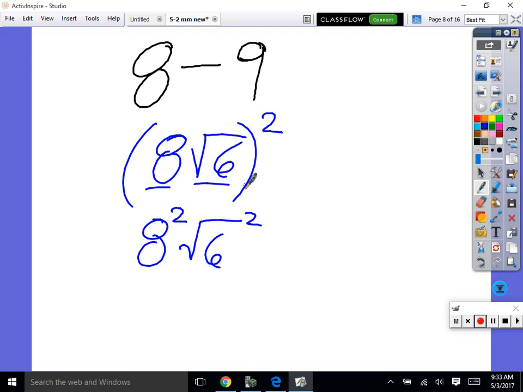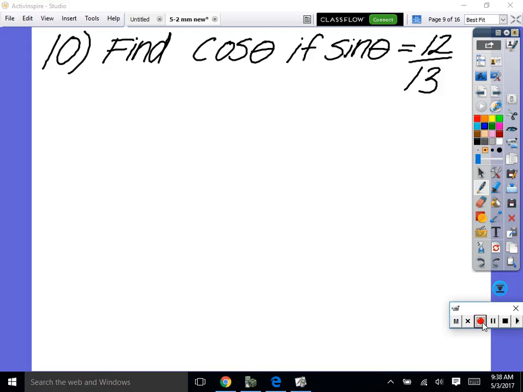Yep, so 12 over 12 simplifies to be, and there you go. This one is no harder, but here is what is harder about this one. You have to draw a correct picture. So notice they didn't give you the picture, so you're going to have to draw one. First of all, everybody focus or you're not going to understand this. It says find cosine of theta if sine of theta is 12 over 13.